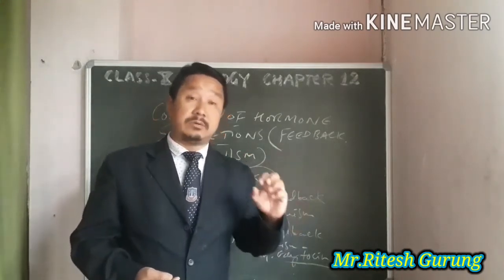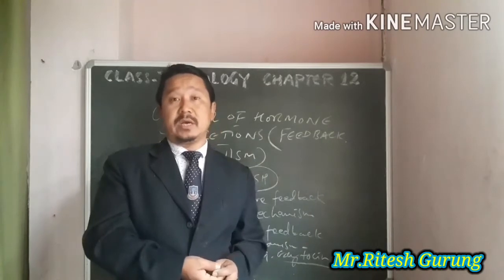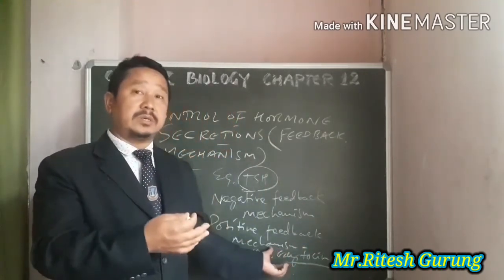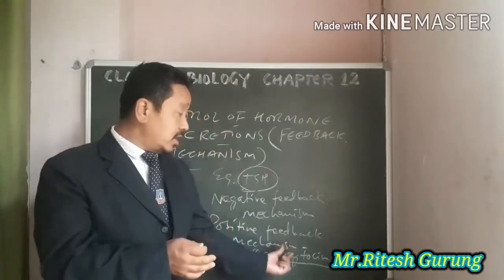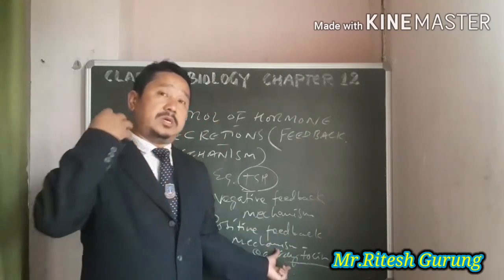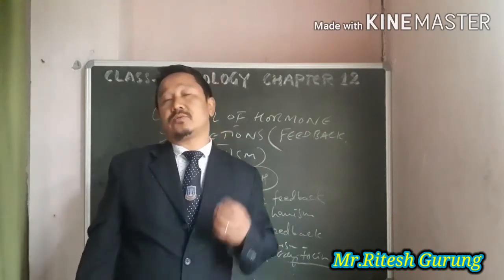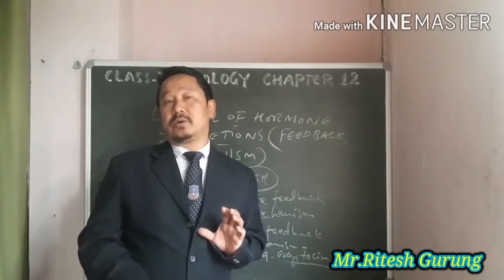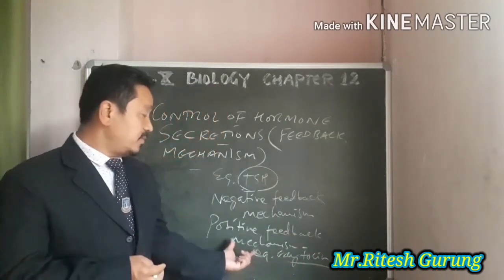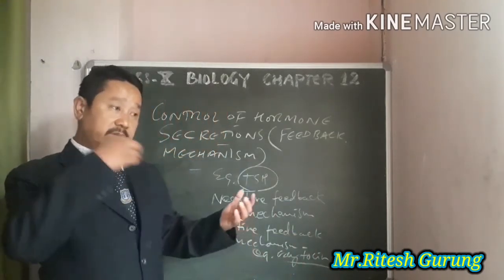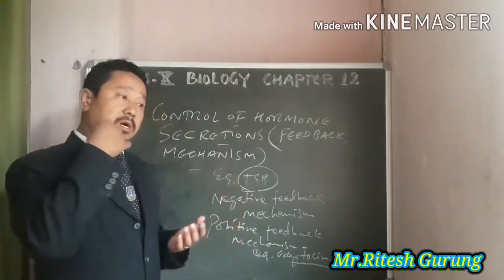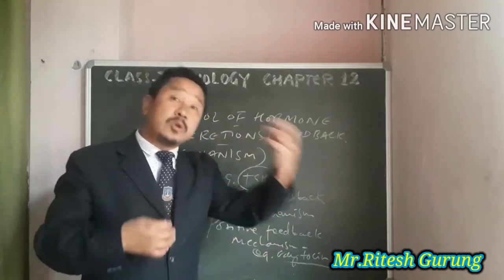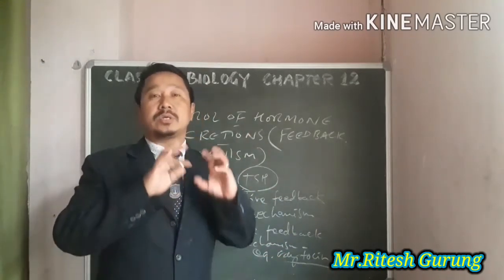So till the baby is delivered, the message comes from the system, so that oxytocin keeps influencing the uterine wall to contract, so that the baby can easily be delivered. So this is the positive feedback mechanism, where the message comes to keep on influencing the uterine wall to contract.